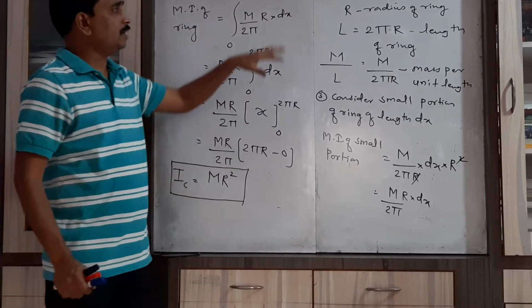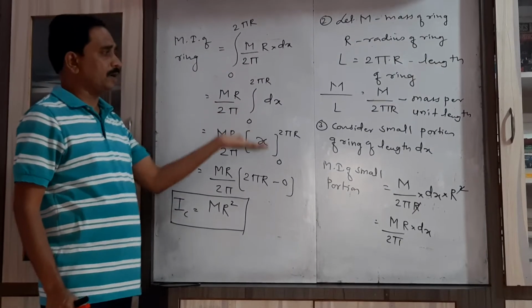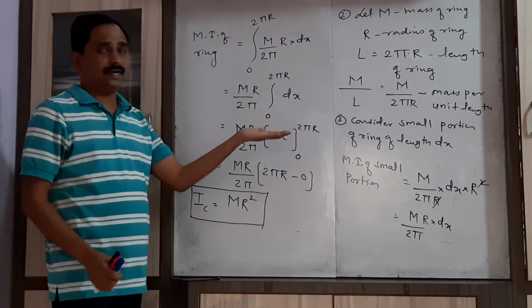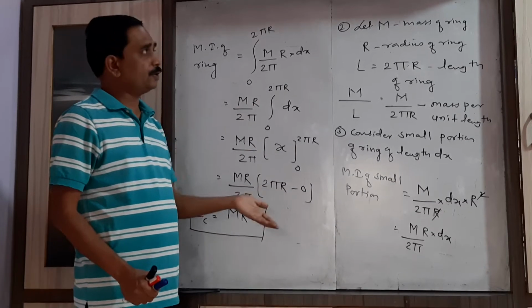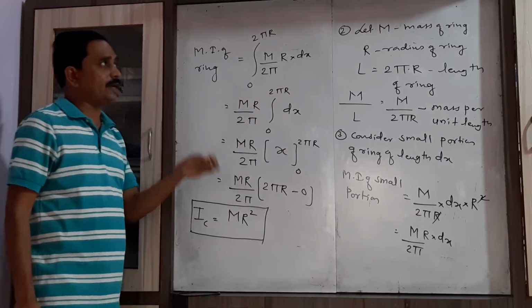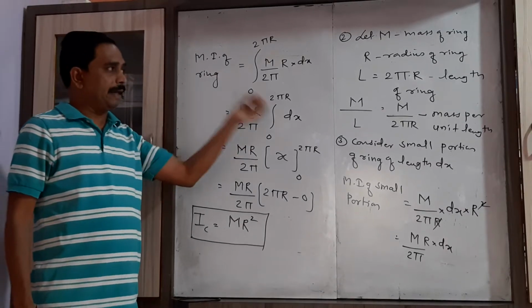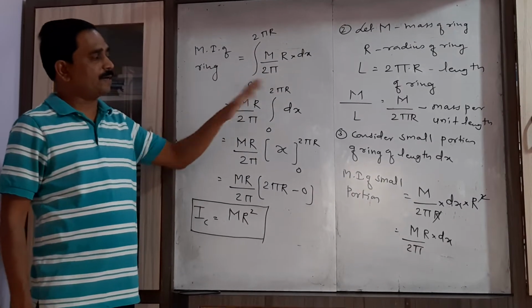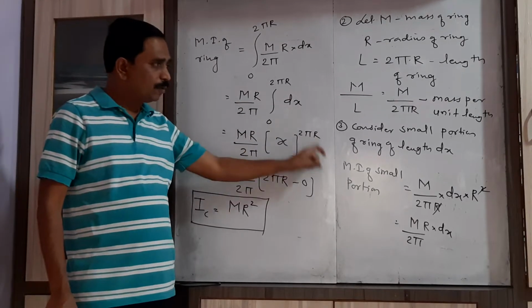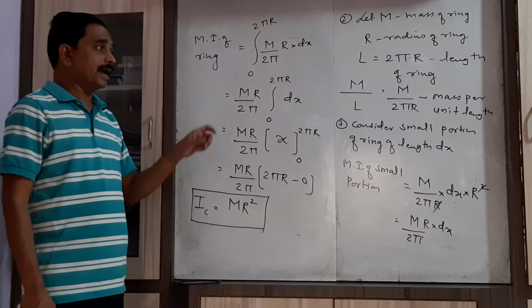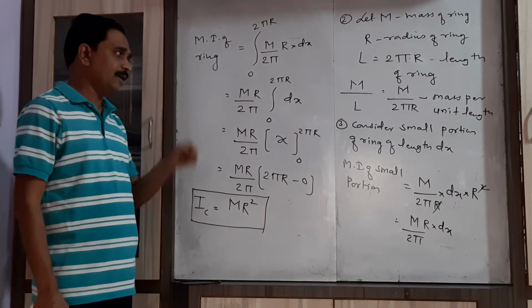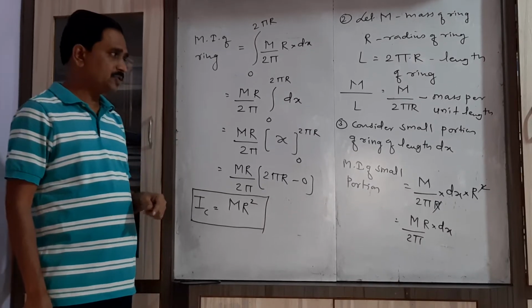Here we consider one thin circular ring which is rotating about an axis passing through the center and perpendicular to the plane. Then we consider various parameters: mass of the ring, radius of the ring, length of the ring, and mass per unit length, that is m upon 2 pi r. Then we consider a small portion of the ring having length dx, which is at a distance capital R from the axis of rotation.